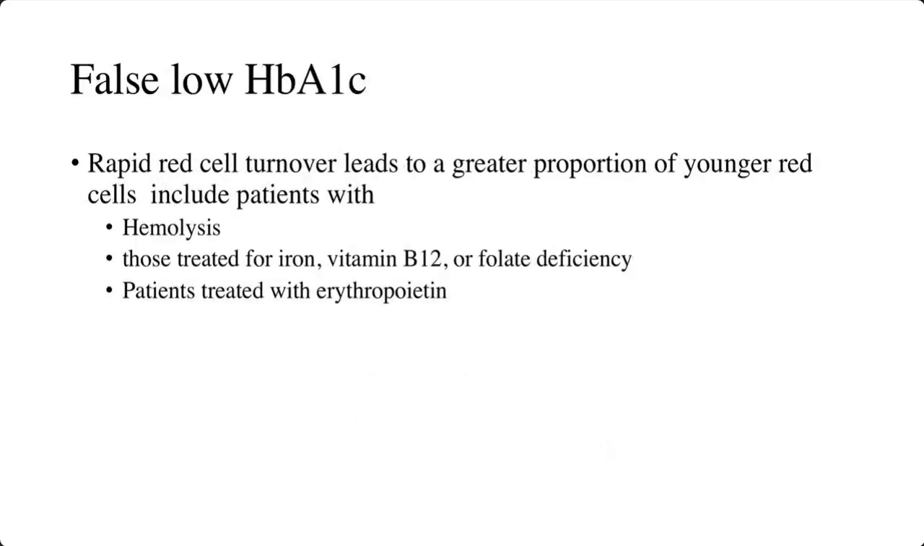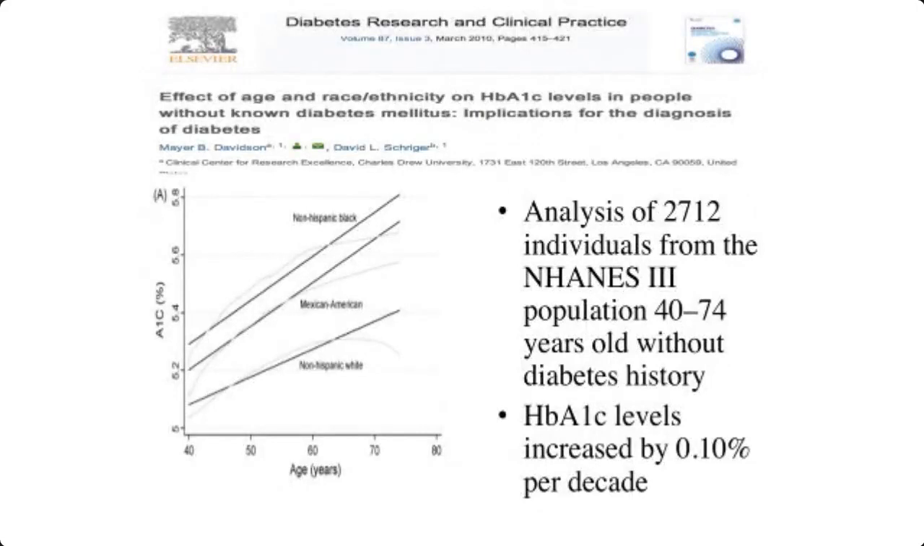As for falsely low hemoglobin A1C, anything which reduces the survival of red blood cells, or gives you more young red blood cells in the system, will lead to falsely low hemoglobin A1C, like hemolysis, or in those treated with iron or vitamin B12 or folate supplements, or a person who's treated with erythropoietin. And we have to know also that the hemoglobin A1C can increase by 0.1% every decade.